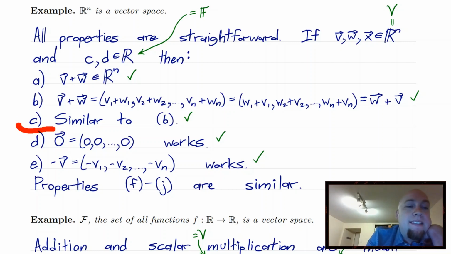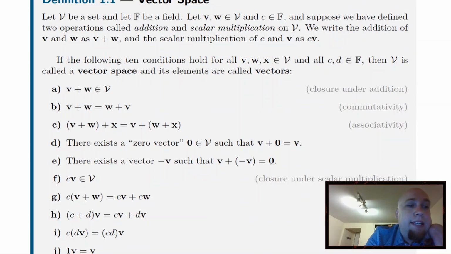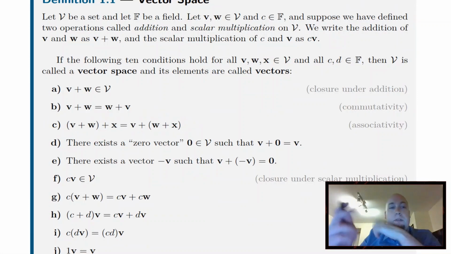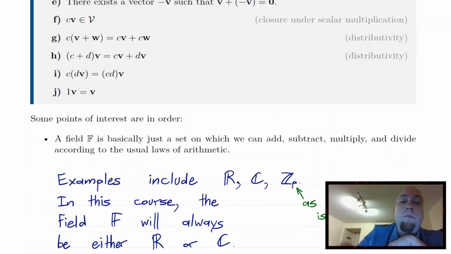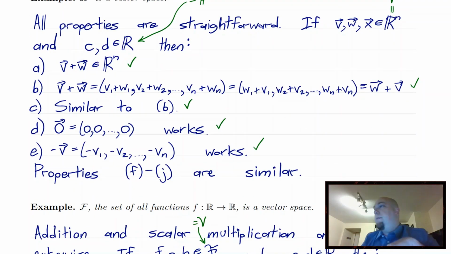Okay, property C, that's associativity. So let's go back up and look. Property C is this property here, V plus W plus X equals V plus W plus X. So it doesn't matter how you group parentheses. And you prove this property in the exact same way that you prove property B. It's just a little bit uglier because you have 3 vectors instead of just 2 now. But you just rely on associativity of real number addition in each entry of these vectors.